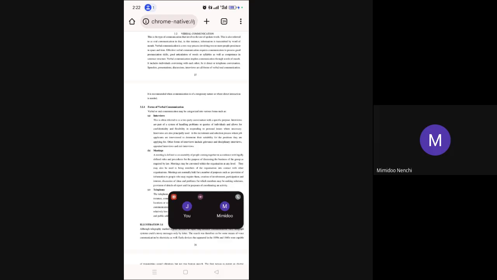Another one is meeting. A meeting is defined as an assembly of people coming together in accordance with legally bound rules and procedures for the purpose of discussing the business of the group as required by law. When it comes to a meeting, people will have to gather in order to discuss something that relates to the business. Are we together?